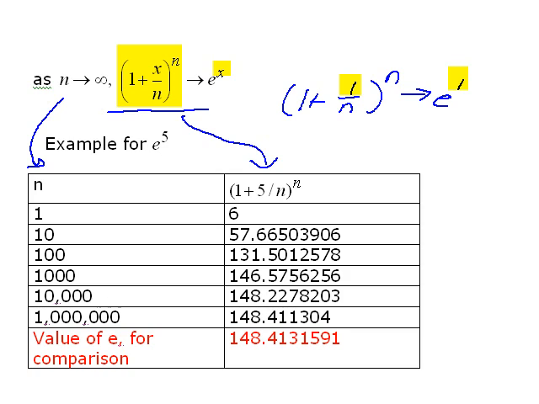In this case, because we're looking for e to the 5th, we replace the x by 5. Then you just pick bigger and bigger numbers of n and see what you get. Here's the value of e to the 5th for comparison, and we see a similar trend. It starts off at 6, which is pretty far away from 148 something, but you see it rises fairly quickly and then seems to asymptotically approach the value for e to the 5th.